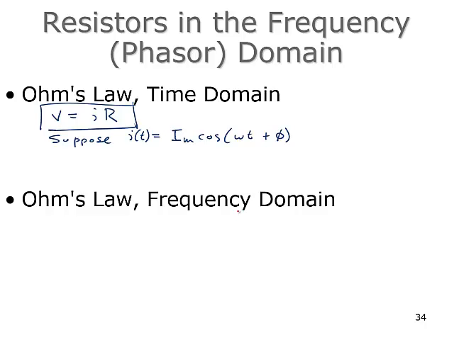So again, this is a little bit redundant, but here we are, Ohm's law in the time domain. I of t equals Im cosine omega t plus phi. So V of t, if you're running a sine wave into a resistor, V of t is just going to be R times that current, right? There's no phase lag or anything across a resistor.